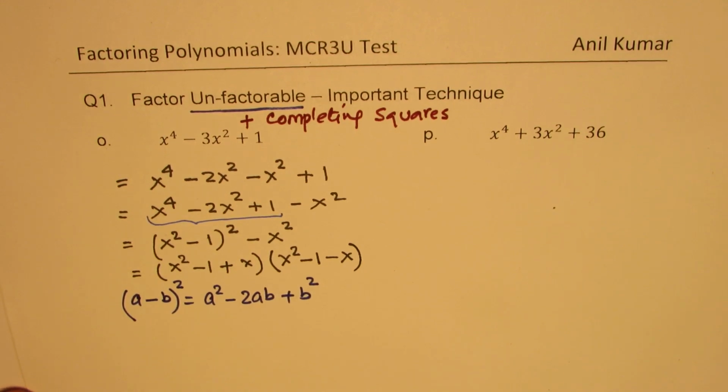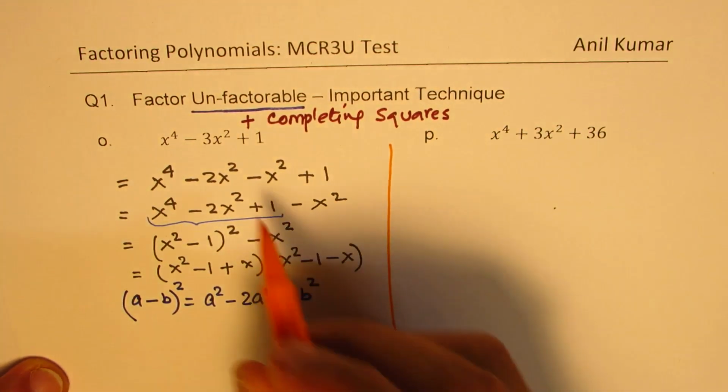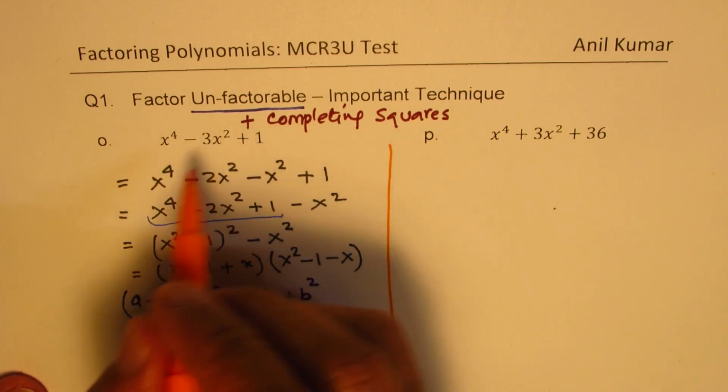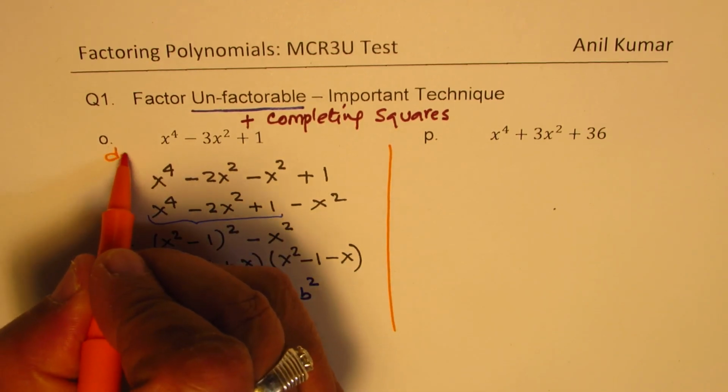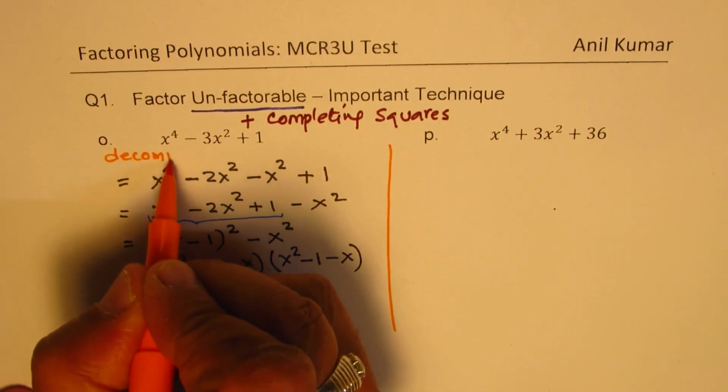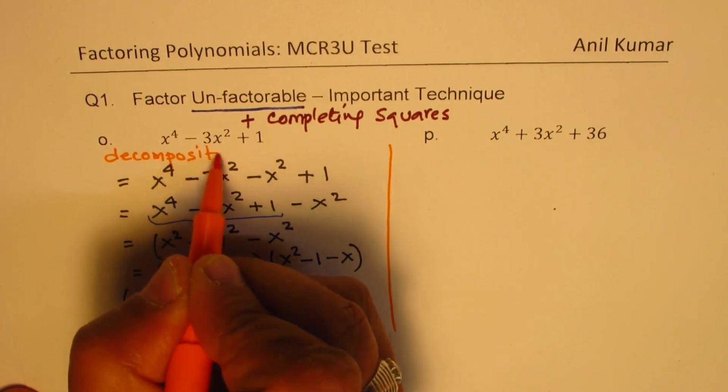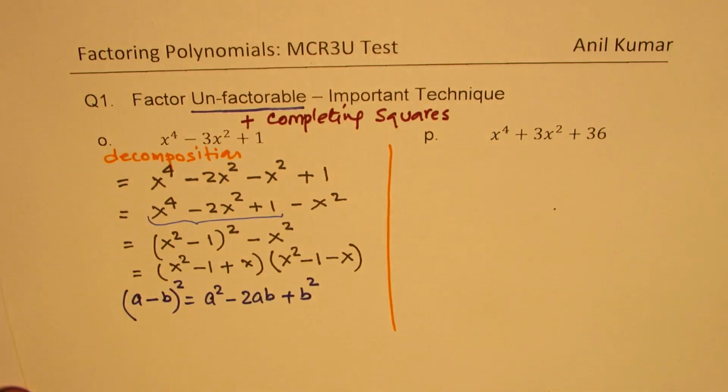So we have finally factored the unfactorable. Do you see that part? So it's very interesting and useful. And we actually decomposed the center term. So we applied here an additional step of decomposition, right? And then we applied the technique of completing the squares.